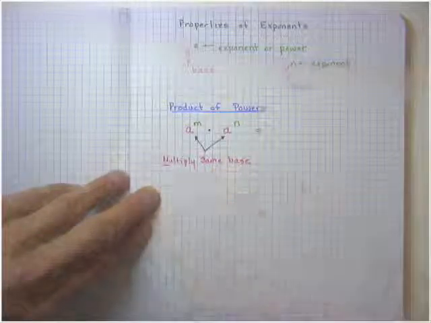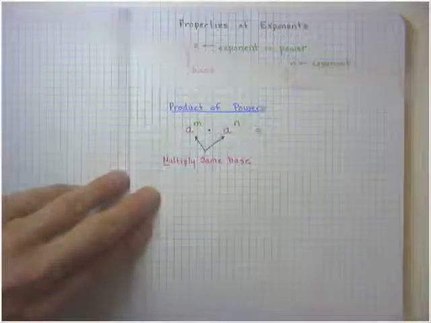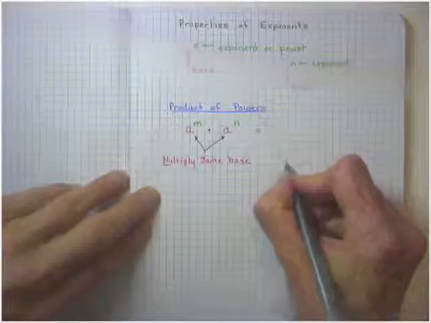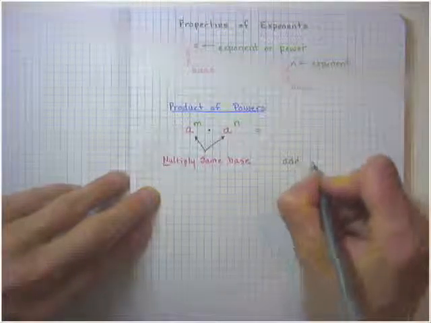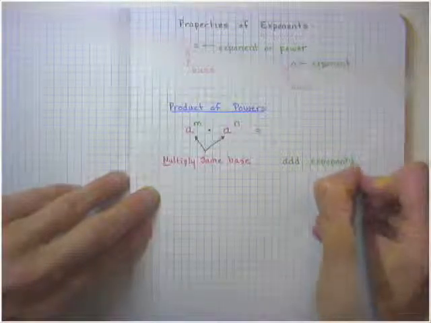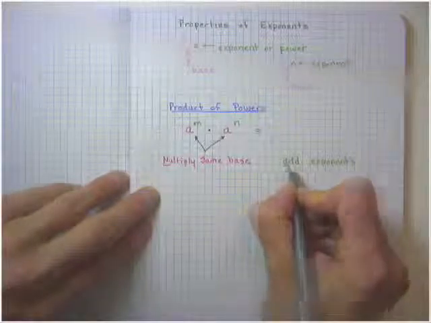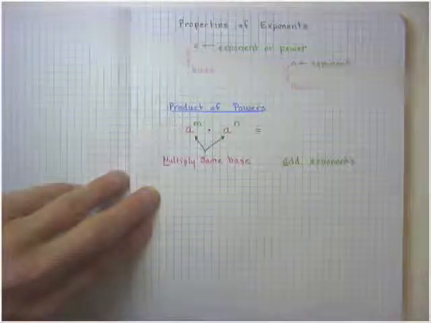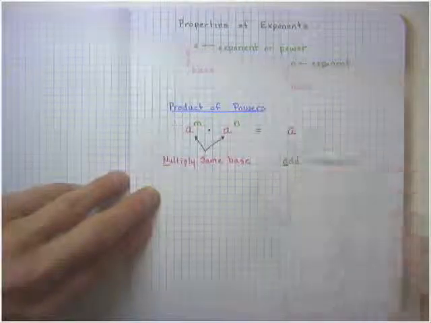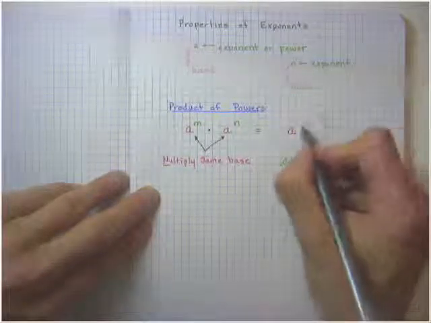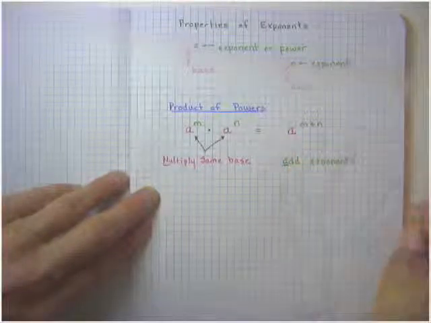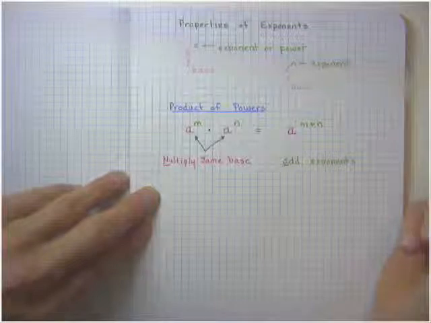So when we multiply the same base, what do we do to our exponents? Well, we're going to add exponents. So the reason I'm underlining these letters is that's going to help us with our mnemonic. So that becomes our base, which is a, and when we add our exponents, we have m plus n. And that's as far as we can go with that.